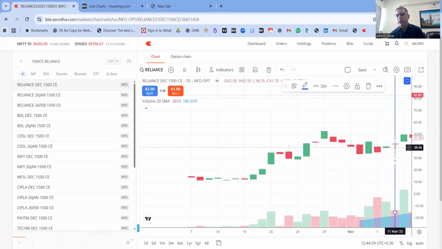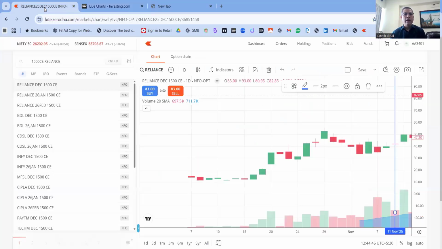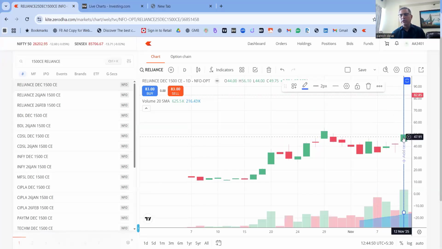It is available somewhere around 40 rupees on 11th November. And on 12th November, it is available, let us say, around 50 rupees. I'm taking 50 rupees as a round figure, so just remember this figure, which is 50 rupees.